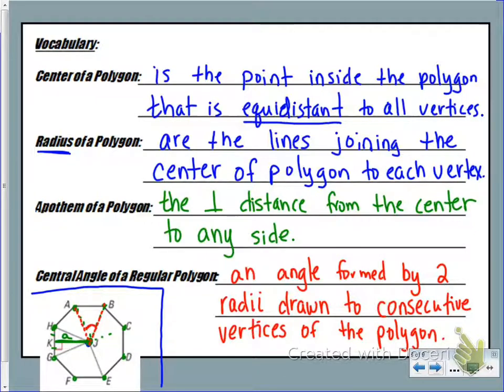Take a moment to look through these definitions again, because we are going to be using them throughout the notes, and if you don't understand these, you won't necessarily understand what I'm talking about when I'm referencing them. So please take a moment to pause your video and read through these and make sure you understand what these are all referring to on our picture.